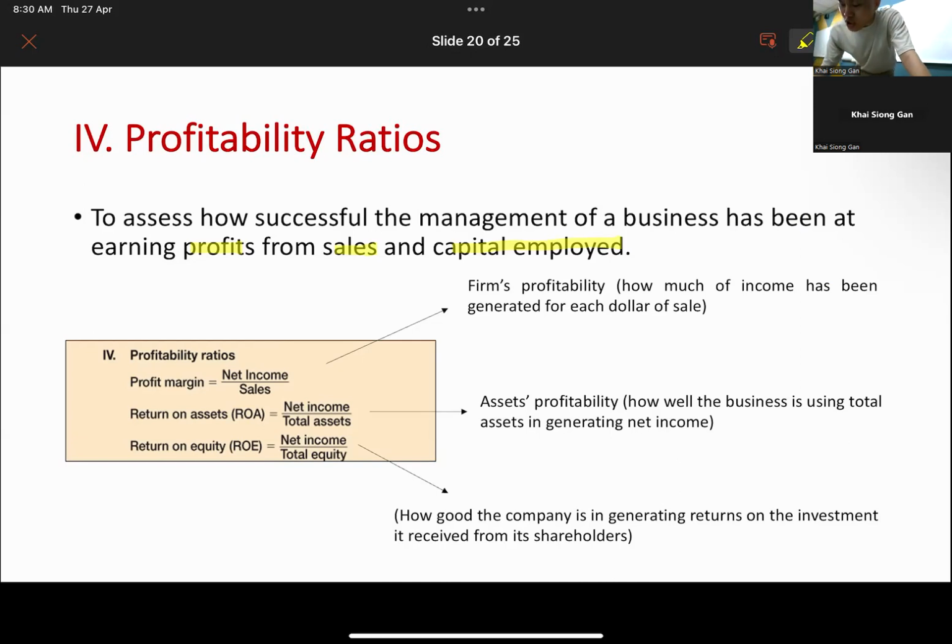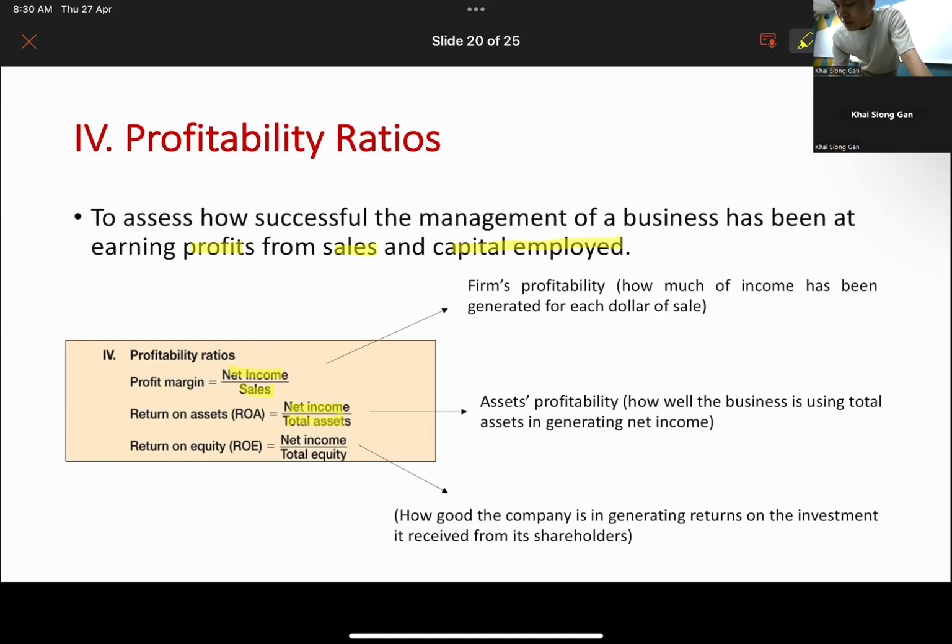The first one is profit margin. Profit margin basically sees how much net income is being earned for each dollar of sales. Okay, it looks into our profitability. ROA basically looks into how much net income is being generated from the total assets that we have. Okay, how well I use my total assets in generating net income.